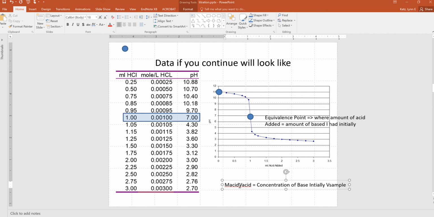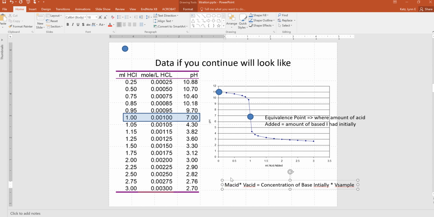So these are my knowns: molarity of the acid, volume of the acid, which is 1 milliliter at the equivalence point, which was 0.1 molar. The volume of the sample was 100 milliliters, and I can rearrange this to determine the concentration of base that I initially had in the system. That's how I use a titration.